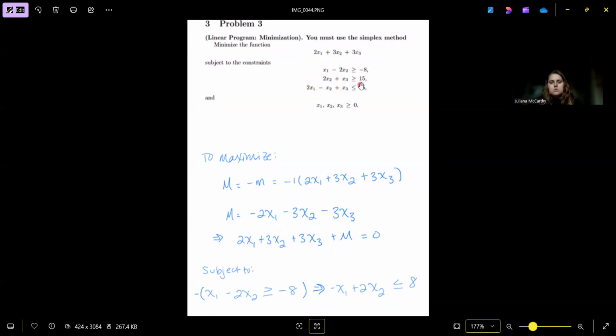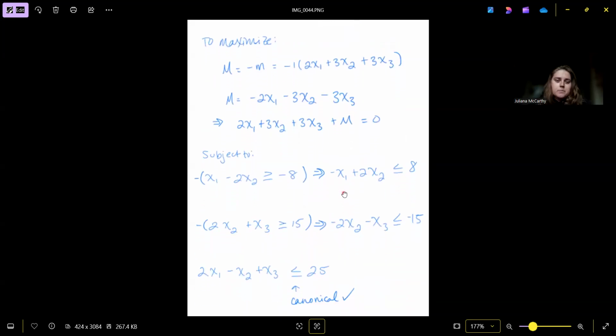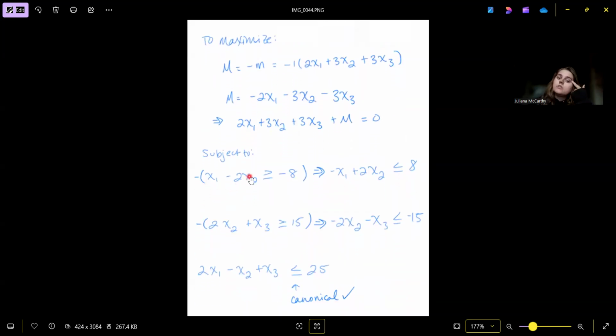And then looking at the constraints, to maximize, we want the constraints to all be less than or equal to. So we see that these first two are not less than or equal to, they're greater than or equal to. So to change that, we flip the signs. Our first constraint, we have x1 minus 2x2 is greater than or equal to negative 8. That's a no-no. We want to maximize. So we just multiply the whole thing by negative 1, and we get negative x1 plus 2x2 is less than or equal to 8. That's what we need. So less than or equal to, we can use it.